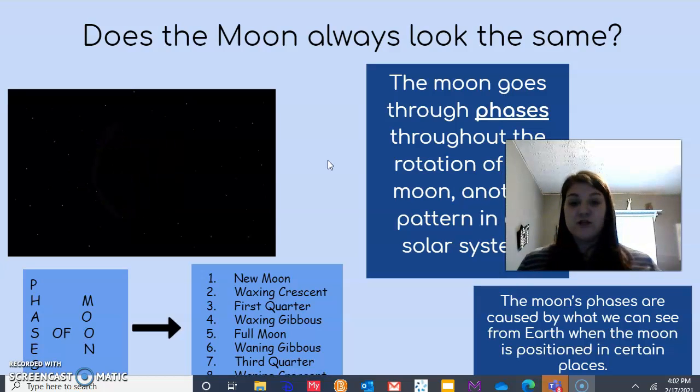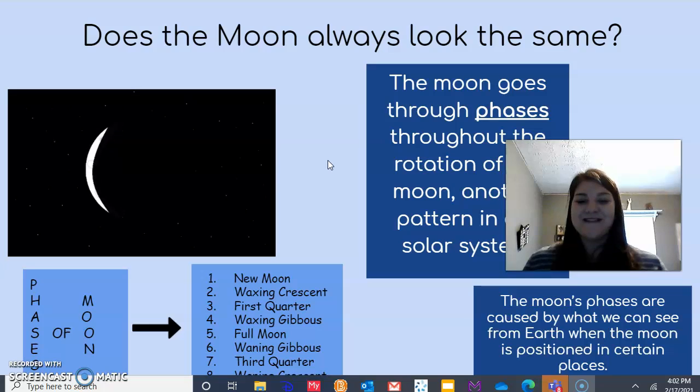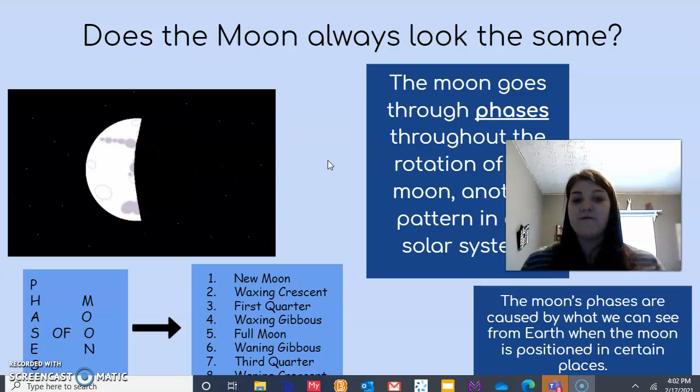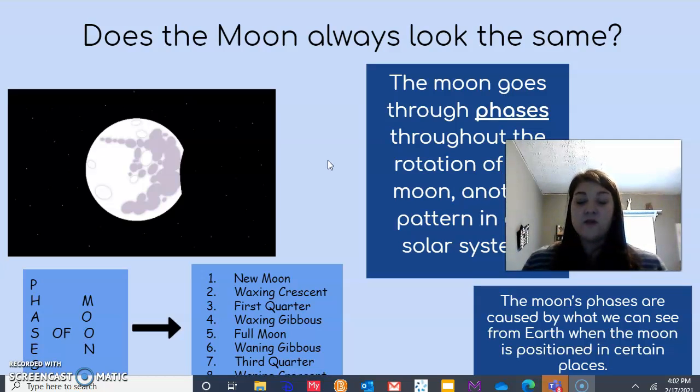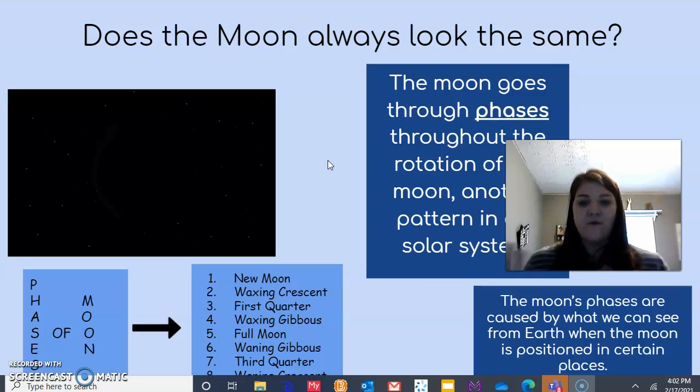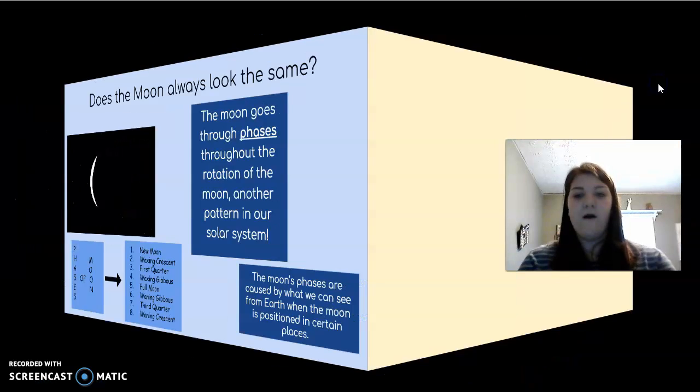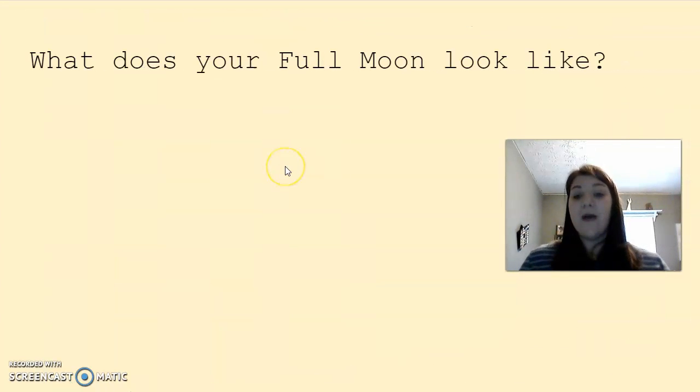So remember, like I just said, the moon phases are caused by what we can see here on Earth. So whether we see a full moon, a new moon, or half of a moon, whatever it may be, just keep in mind the new moon and the full moon. So we're going to move on. All right, if you guys will go ahead and stop the video real quick and answer number 2 on your worksheet.